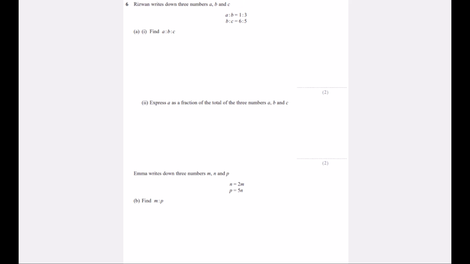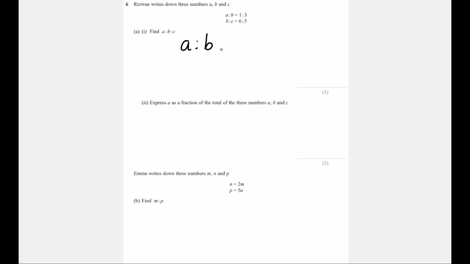Question 6. Rizwan writes down 3 numbers, A, B, and C. The ratio of A to B is 1 to 3. B to C is 6 to 5. Find A to B to C. So to make them all one ratio, we need the thing in common, the B's, to be the same. So it's 6 in the B to C ratio. It's 3 in the A to B ratio.